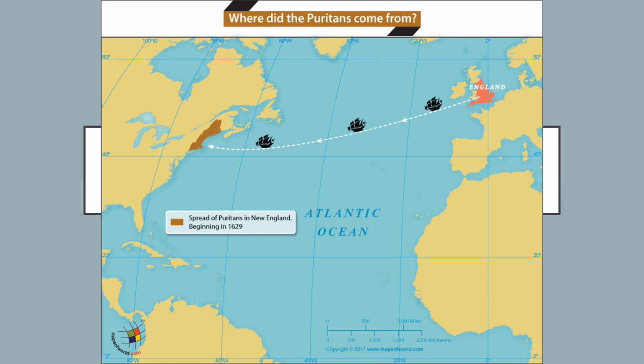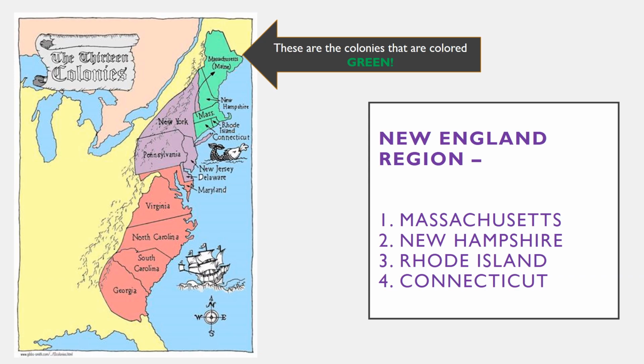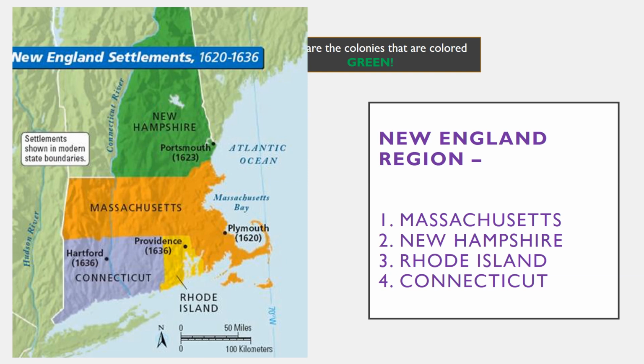Since many of the early settlers who settled in this region originally came from the country of England and Europe, they named their new home in North America, wait for it, New England. The region of New England is colored in green on this map that shows the first 13 colonies. New England includes the 4 colonies of Massachusetts, New Hampshire, Rhode Island, and Connecticut.